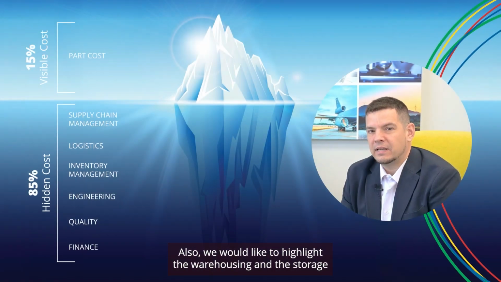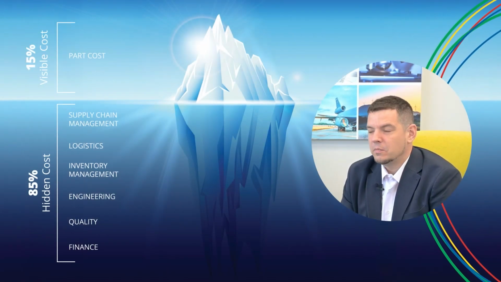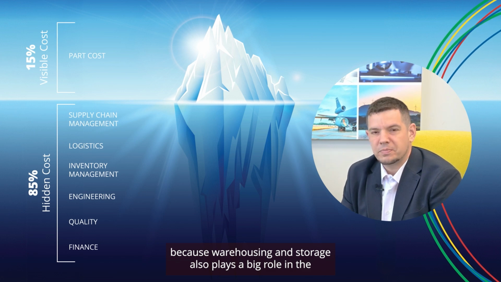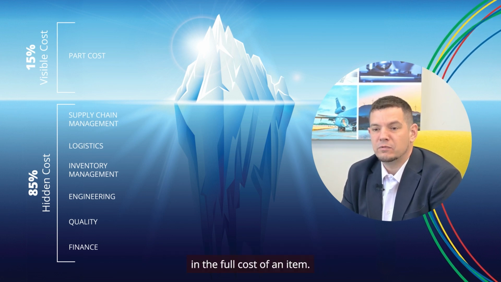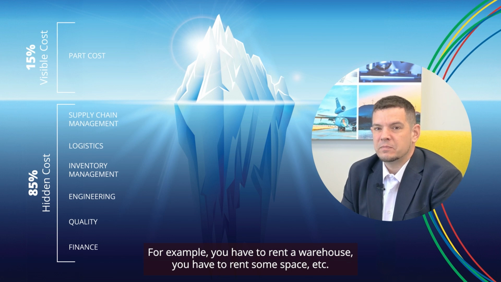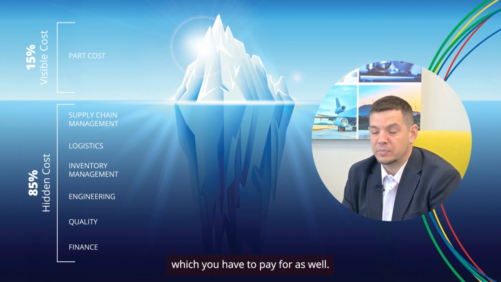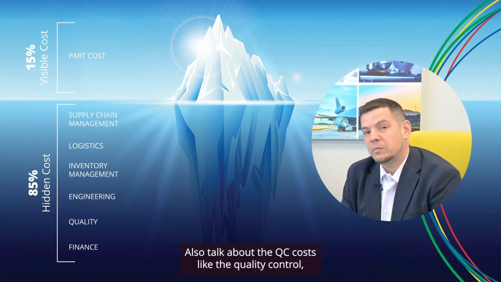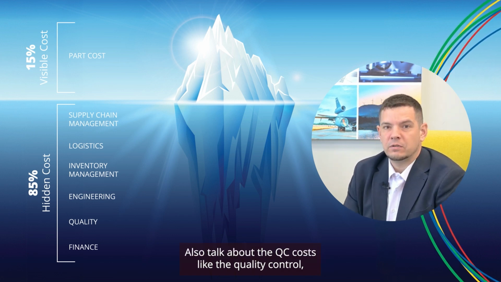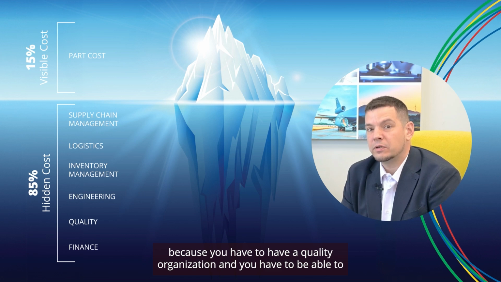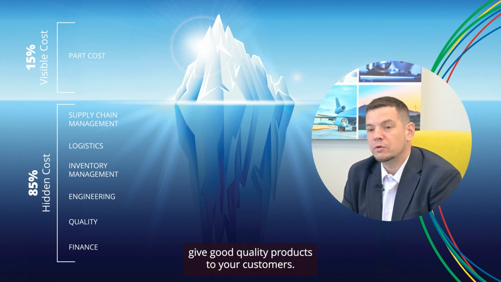Also, we would like to highlight the warehousing and the storage, because warehousing and storage also plays a big role in the full cost of an item. For example, you have to rent a warehouse, you have to rent some space, etc., which you have to pay for as well. Also talk about the QC costs, like the quality control, because you have to have a quality organization and you have to be able to give good quality products to your customers.